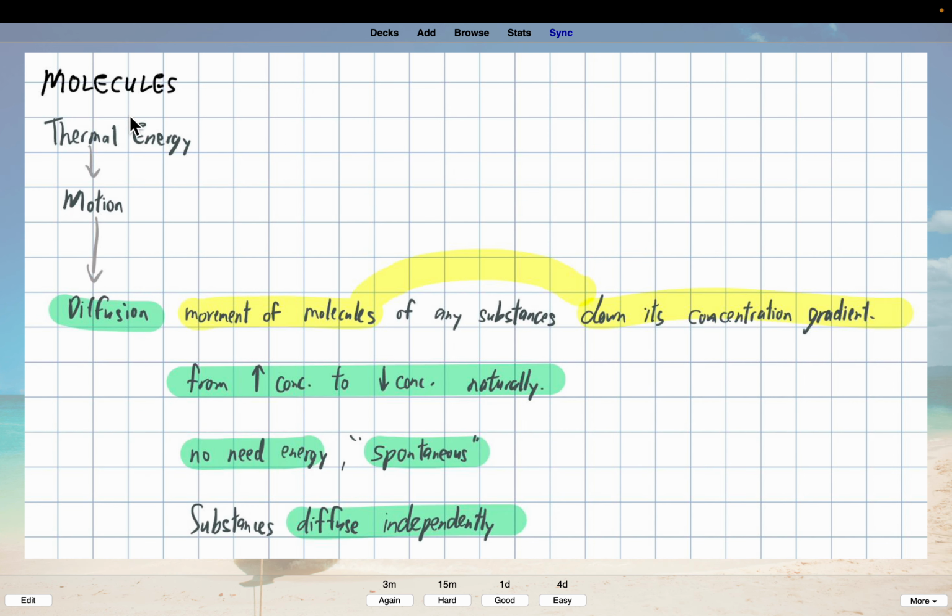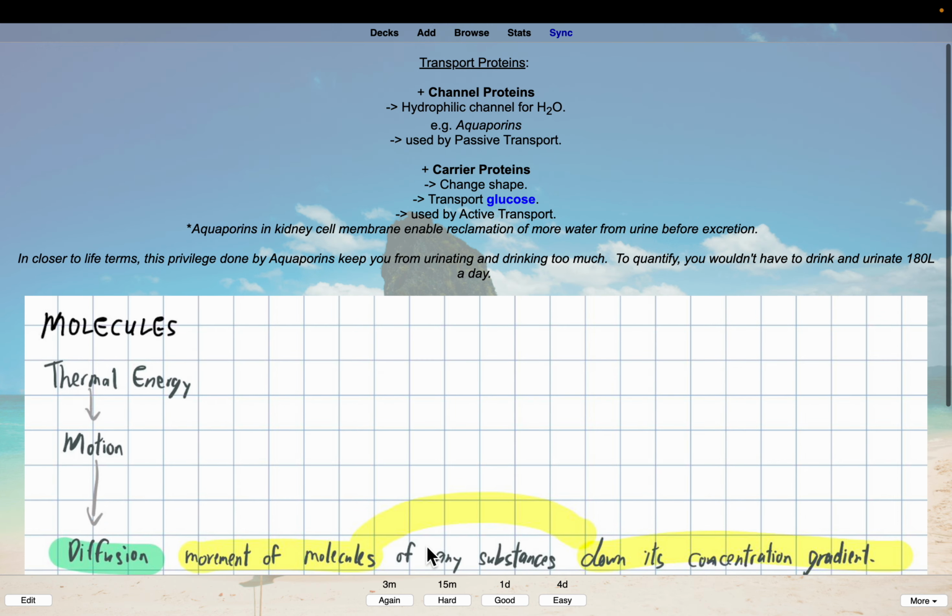Anyways, molecules: we have thermal energy, motion, diffusion. Diffusion is the movement of molecules of any substance down its concentration gradient, from an area of higher concentration to an area of low concentration, naturally. So there is no need for energy, it's spontaneous, and it is recognized that substances diffuse independently.